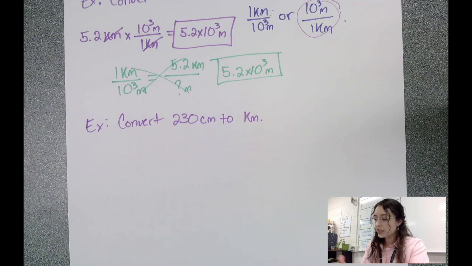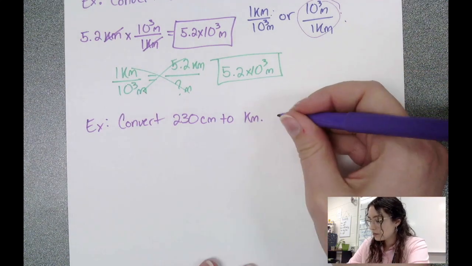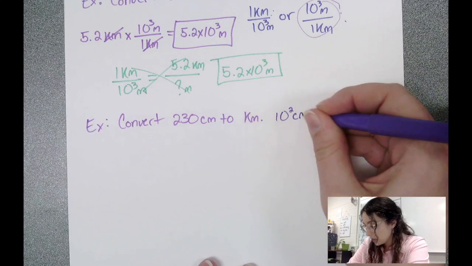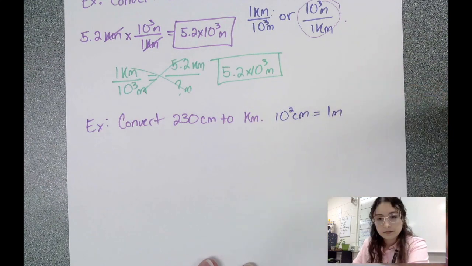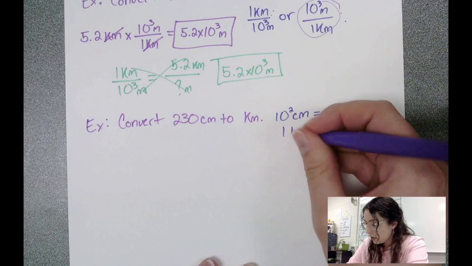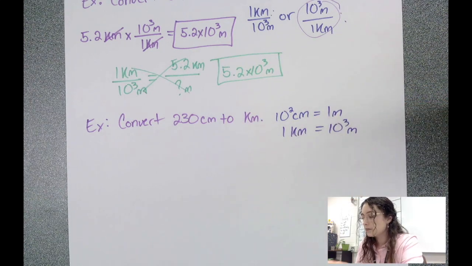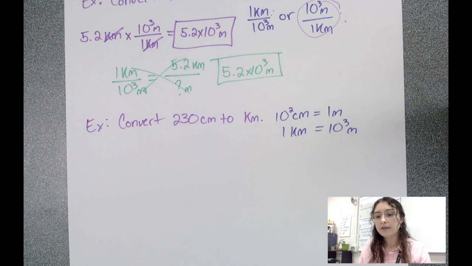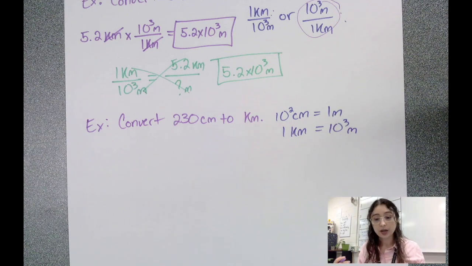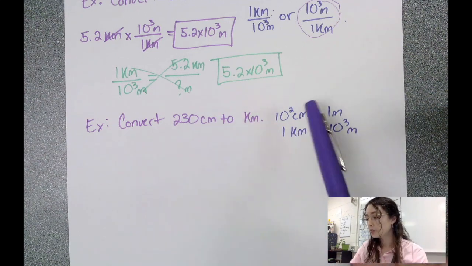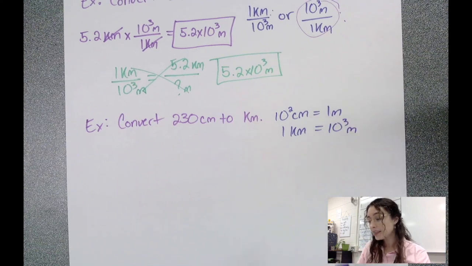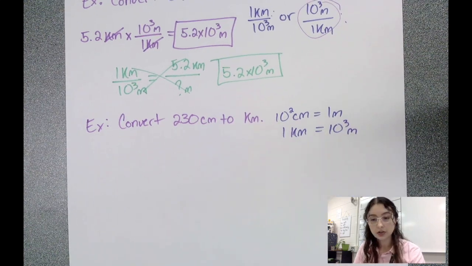We can see that 10 to the second centimeters equals 1 meter. And we can see that 1 kilometer equals 10 to the third meters. So what we're going to have to do is two steps here. We're going to have to convert from centimeters to meters, and then from meters into kilometers.